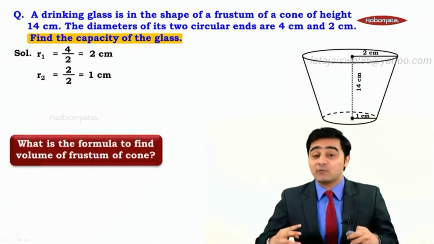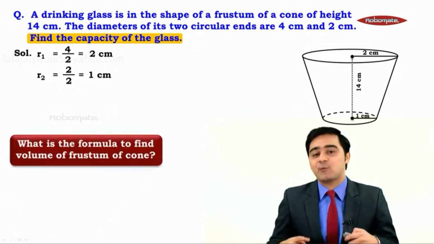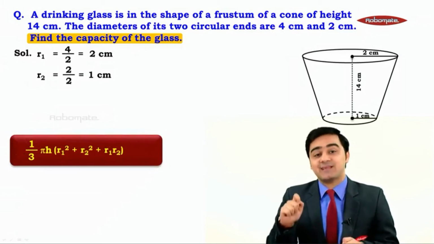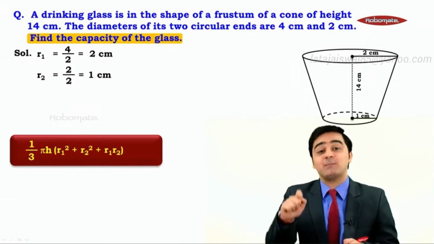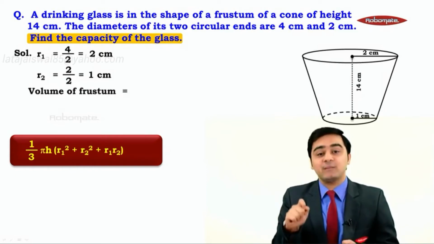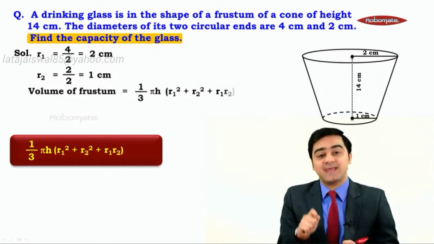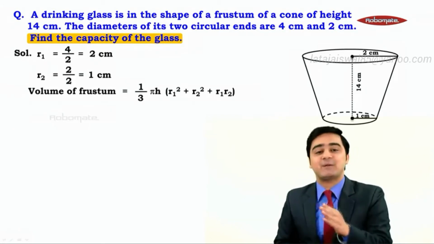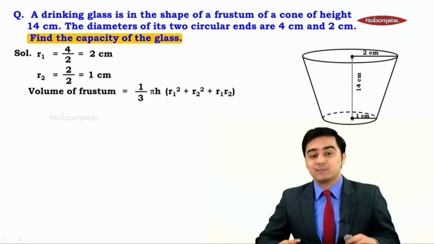My dear students, what is the formula to find volume of the frustum of the cone? Yes, it is 1 by 3 pi h inside the brackets R1 square plus R2 square plus R1 into R2. So we can say that volume of frustum is equal to 1 by 3 pi h inside the brackets R1 square plus R2 square plus R1 into R2. Now let us substitute the values.